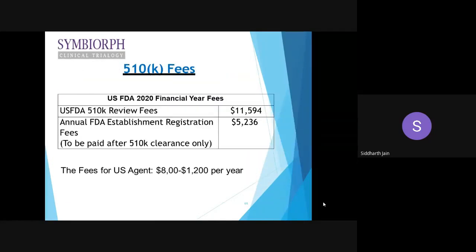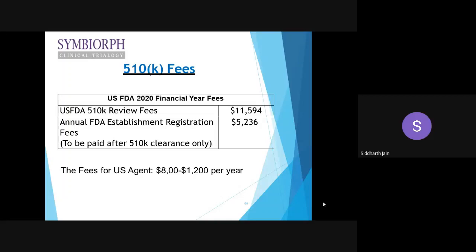Next slide. Yeah, the 510K fee. In a typical year, the US FDA 510K review fee for financial year 2020 is $11,594. Once you have got the 510K number, then every year you have to pay the annual FDA establishment registration fee, and the fee right now is $5,236. It is the typical fee that you have to pay to the US FDA for getting the 510K.